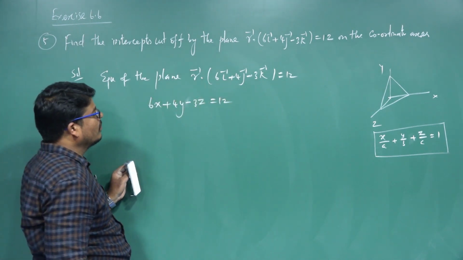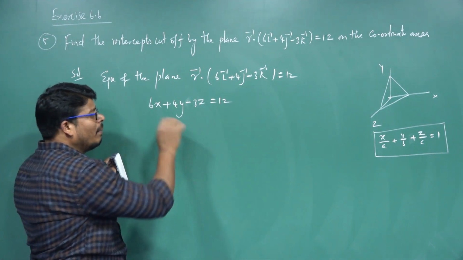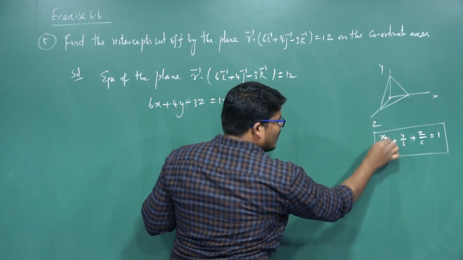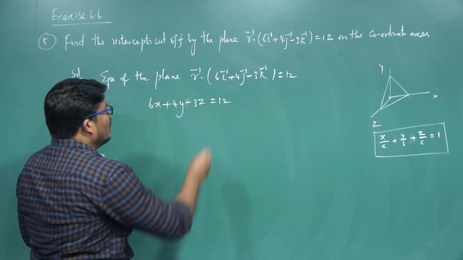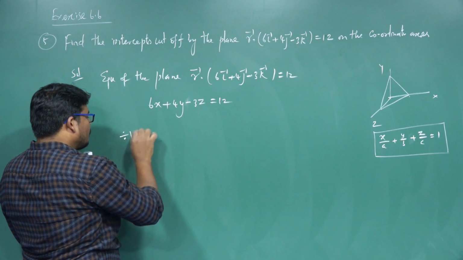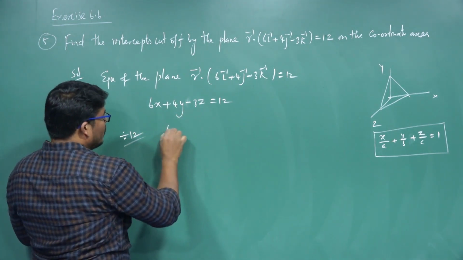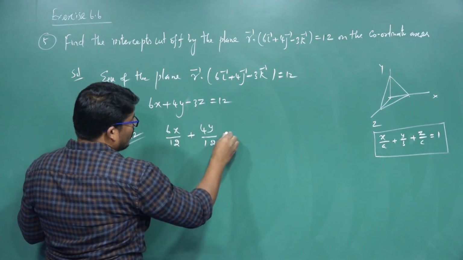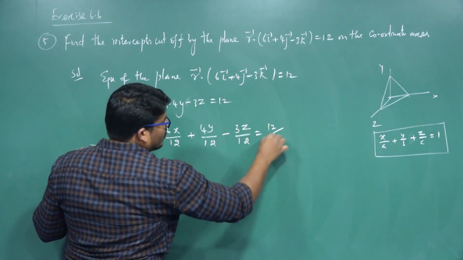The plane intercepts the coordinate axes, x axis, y axis and z axis, and x by a plus y by b plus z by c equal to 1 is the intercept form. Now this plane equation is divided by 12. This equation is divided by 12: 6x by 12 plus 4y by 12 minus 3z by 12 equal to 12 by 12.